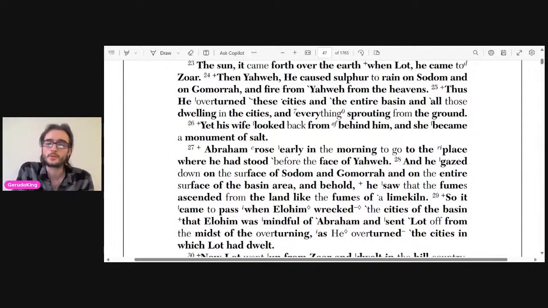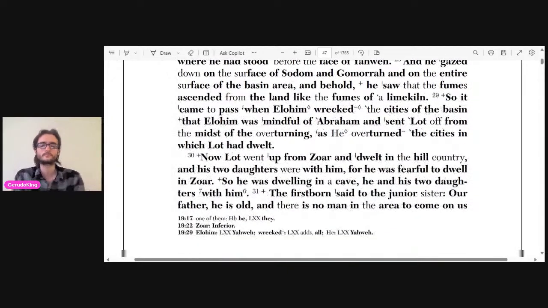Abraham rose early in the morning to go to the place where he had stood before the face of Yahweh. And he gazed down on the surface of Sodom and Gomorrah and on the entire surface of the basin area, and behold, he saw that the fumes ascended from the land like the fumes of a lime kiln. So it came to pass, when Elohim wrecked the cities of the basin, that Elohim was mindful of Abraham and sent Lot off from the midst of the overturning, as he had overturned the cities in which Lot had dwelt.